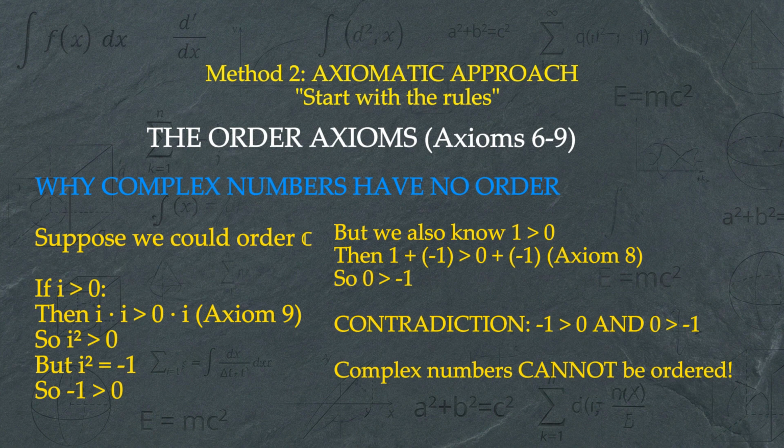We've created a contradiction. -1 is greater than 0, and 0 is greater than -1. This violates axiom 6. The complex numbers cannot be ordered. Order is unique to the reals.